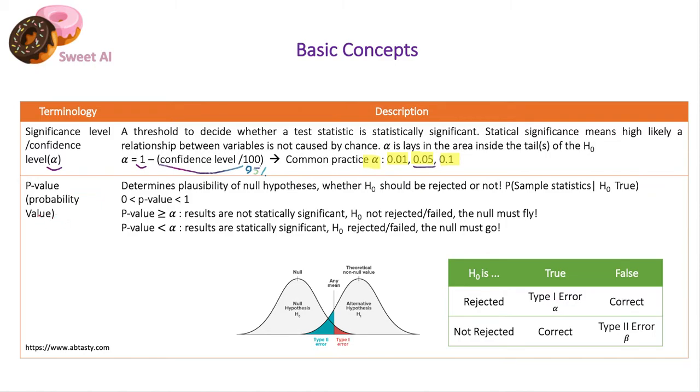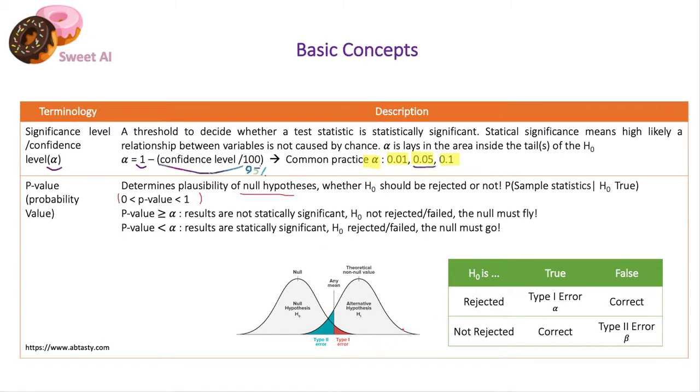And the p-value is the probability value that we calculate, and I'm going to tell you how to calculate that. We are going to compare this with the confidence level or significance level that we want. The p-value determines the plausibility of a null hypothesis, and we can decide either to reject or not reject it. The p-value always has a value between 0 and 1, and if it is bigger than alpha, it says the results are not statistically significant.